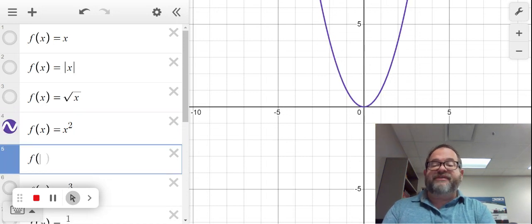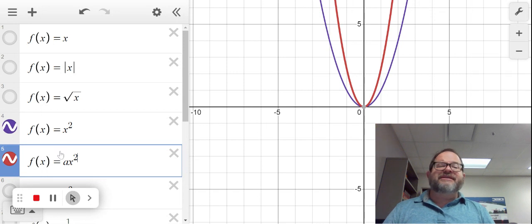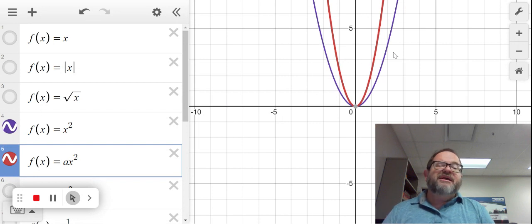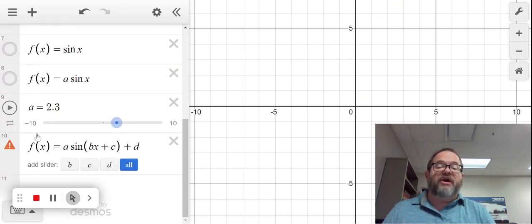If I made the same thing, but I have it a times x squared, it is a little harder to see how this guy, the red one, is a stretched version of b. But that's just part of the geometry of parabolas. It is a little hard to tell when they're stretched and compressed and stuff like that. That's why I like to teach it using sine. With sine, it's a little easier to see what's going on.